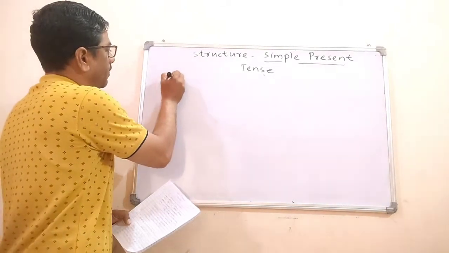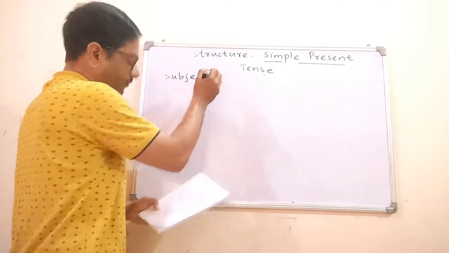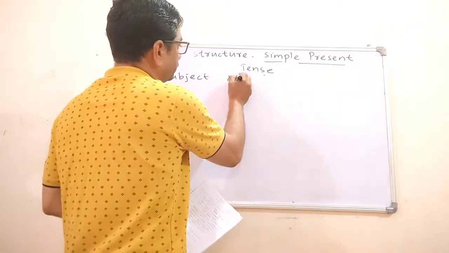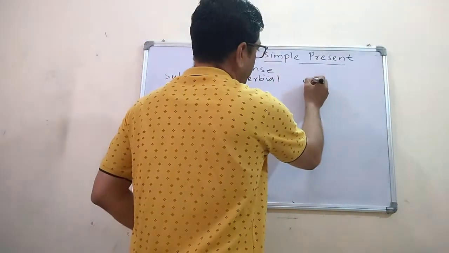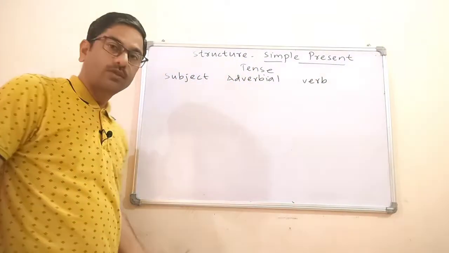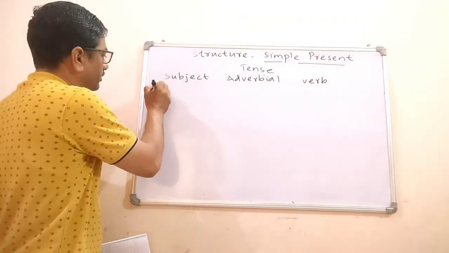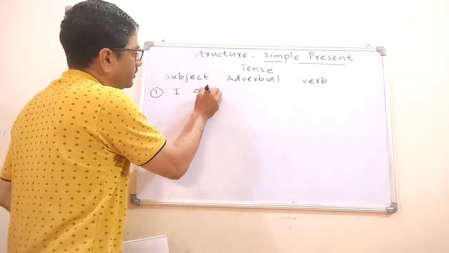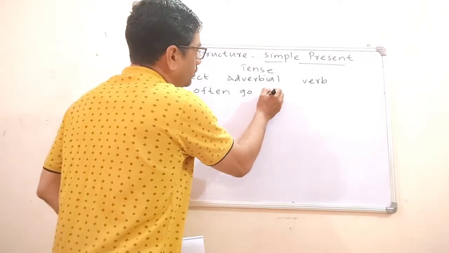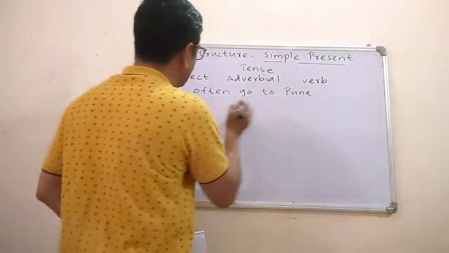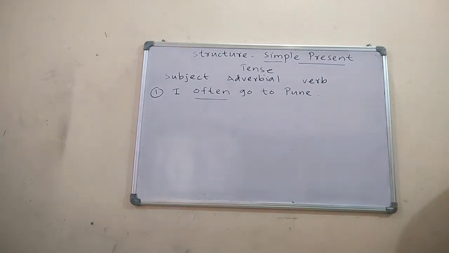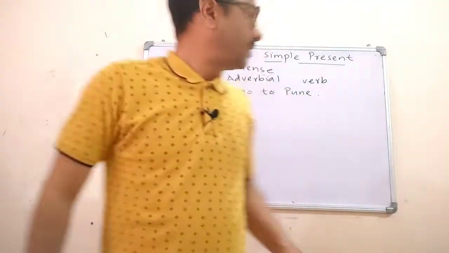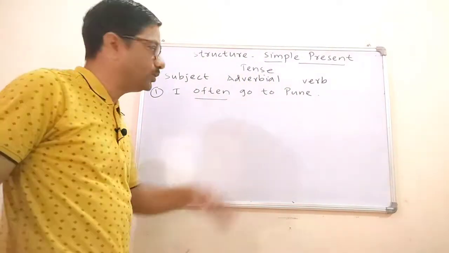So subject, adverbial, and verb. I often go to Pune. See, I often go to Pune. In this sentence, often, this adverbial is used.